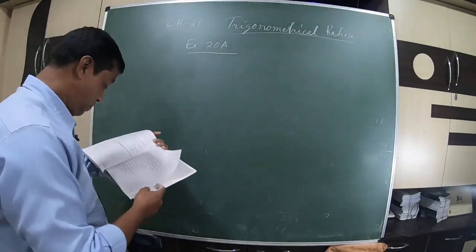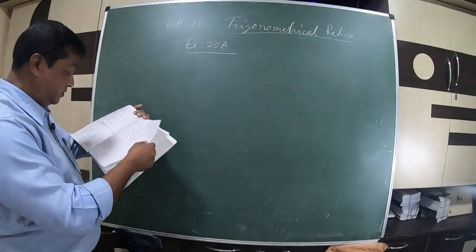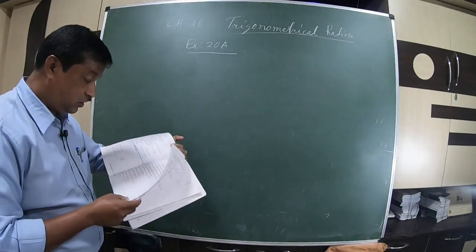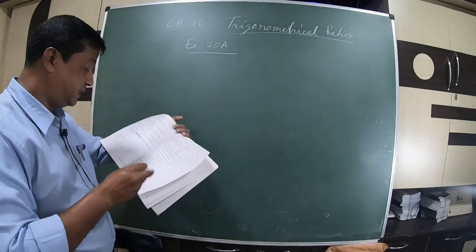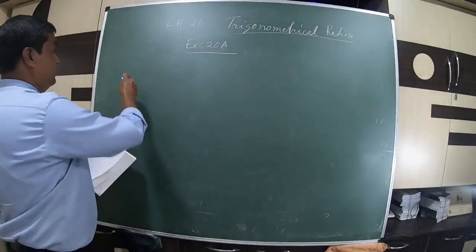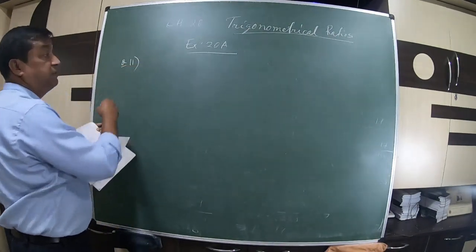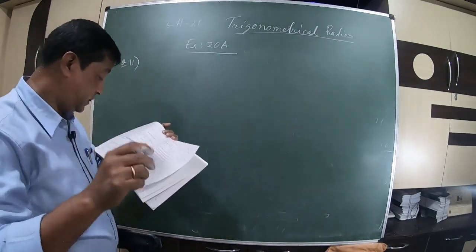Okay. Now next, let me take another sum. Once you understand this one, it will be easy for you. Let me take this one, that is number 11. Question number 11 from your book. Just see it. What is given there?